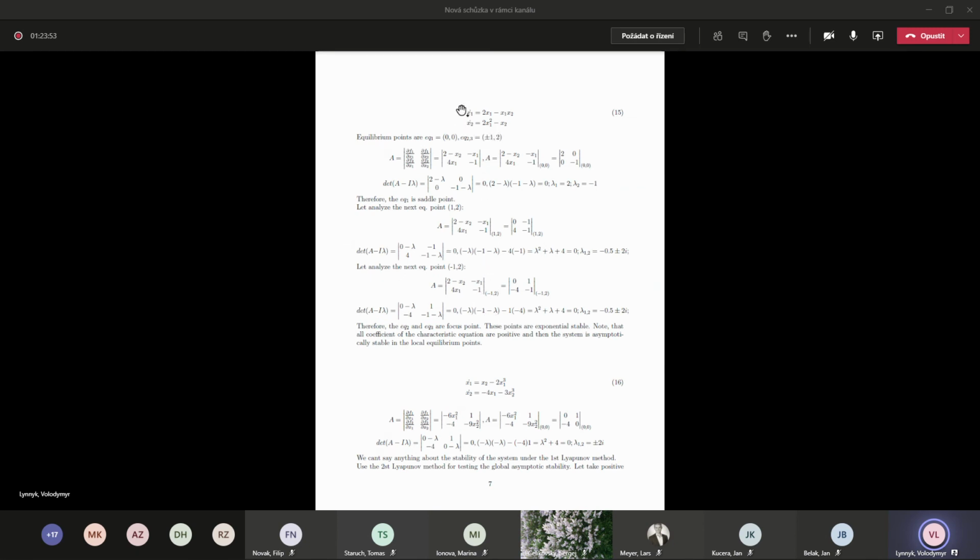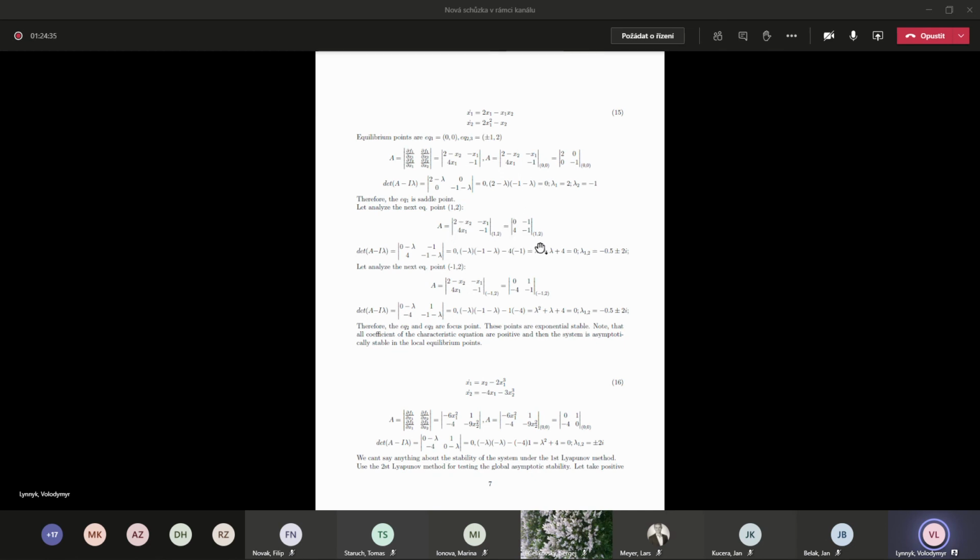Okay, 15: x1 dot equals 2x1 minus x1x2, and x2 dot equals 2x2 minus x2. Equilibrium points are (0, 0) and (plus minus 1, 2). We calculate the Jacobian and find the eigenvalues corresponding to the first equilibrium point: lambda 1 equals 2, lambda 2 equals minus 1. It is a saddle point, unstable.